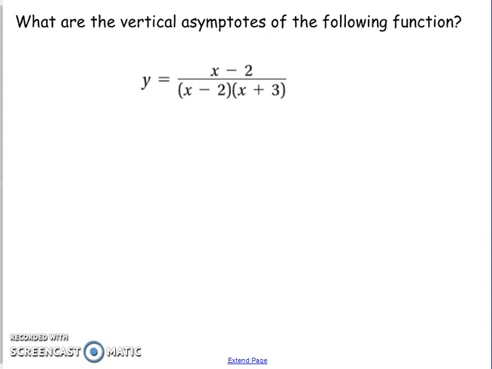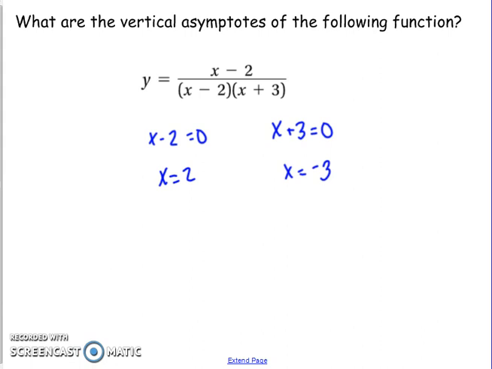So if we look at this graph, this function, what are the vertical asymptotes of the following function? So we know from the lesson from the previous class with the iPads that the vertical asymptotes are what makes the denominator 0. So if we look at the denominator and we set it to 0, we have x minus 2 equals 0, which would give us x equals 2. And then we have x plus 3 equals 0, which would give us negative 3.